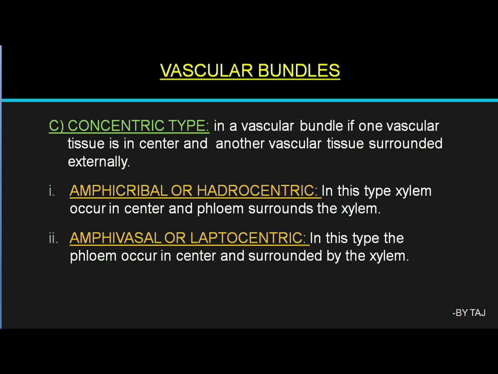Again, this concentric type of vascular bundle is classified into two main subtypes: amphicribal or hadrocentric, and amphivasal or leptocentric. Coming to the amphicribal, here what happens? In this type, xylem occurs in the center and the phloem surrounds the xylem externally. This type of vascular bundle we call amphicribal or hadrocentric.